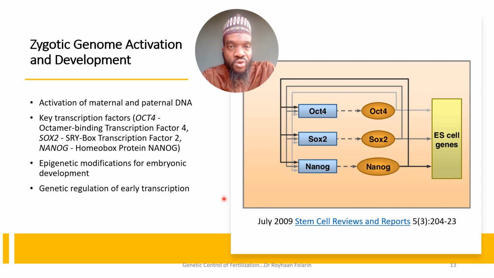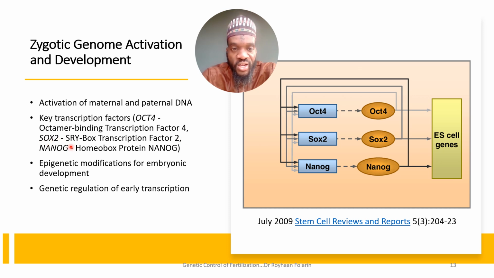So the zygotic genome is activated shortly after fertilization, and you have transcription factors like OCT4, which stands for octamer binding transcription factor 4. Then you find SOX2, that is SRY. You already know what SRY is: the sex determining region Y, which is located on the Y chromosome and initiates spermatogenesis in males. So the SRY box transcription factor 2 is what is called SOX, right?